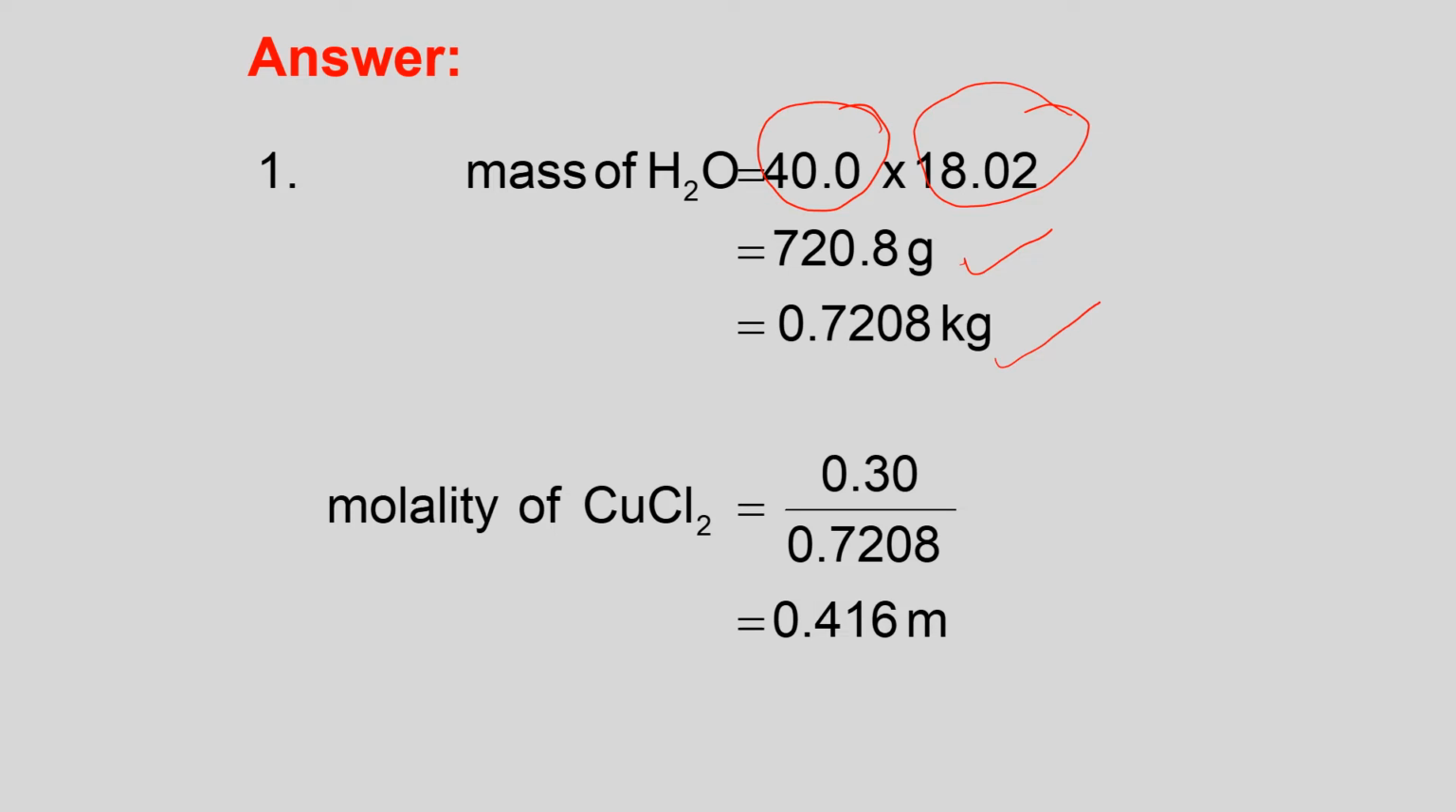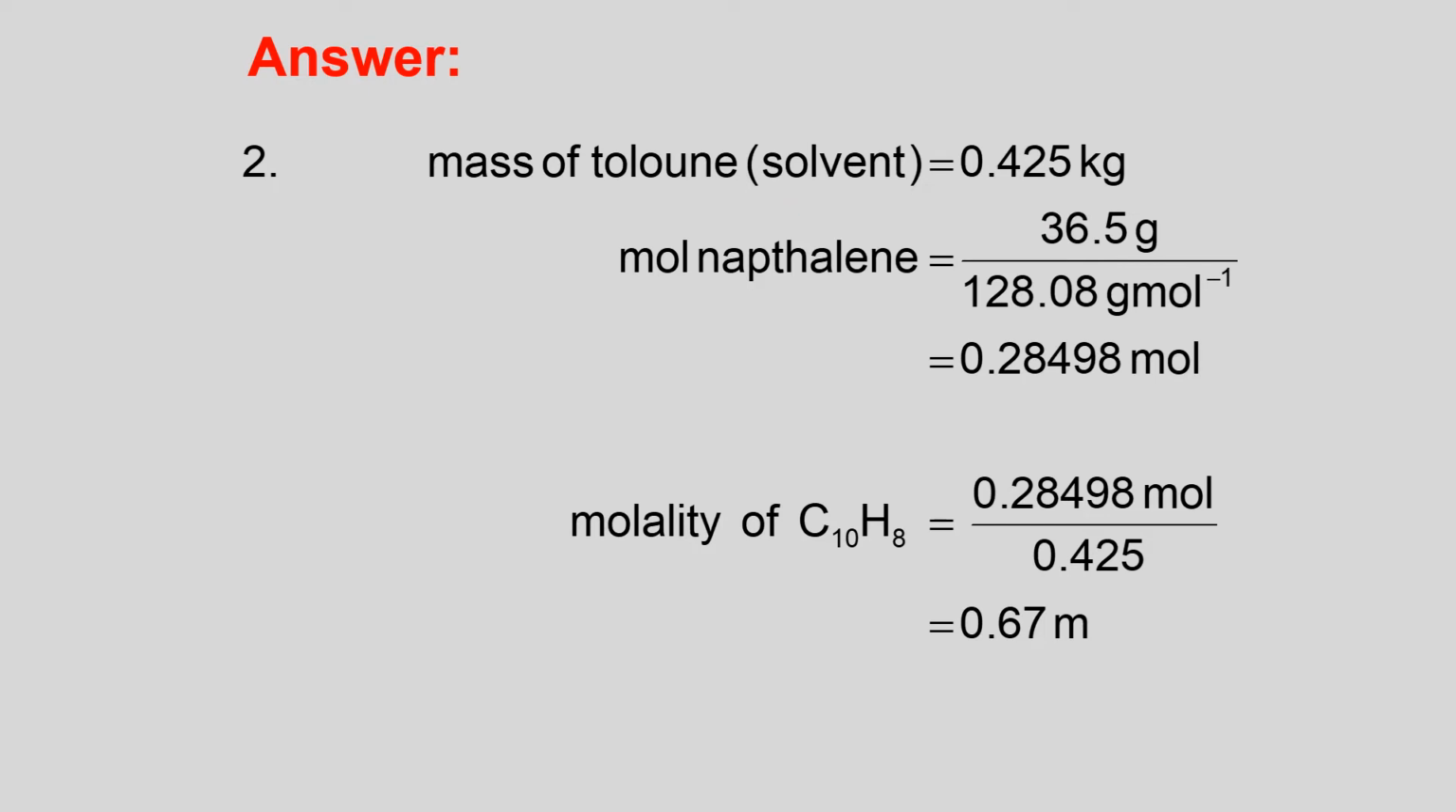To find the molality of solute, just insert the mole of solute, which is 0.30 mole, divided by the mass of solvent. So you have the answer of 0.416 molal.